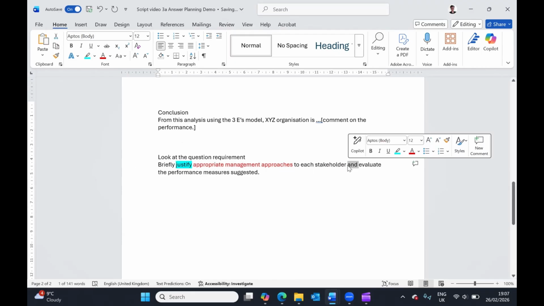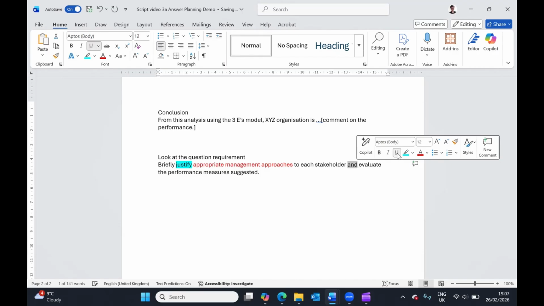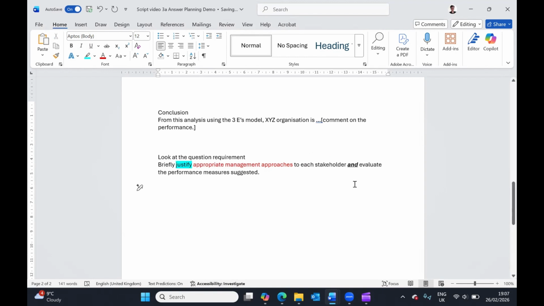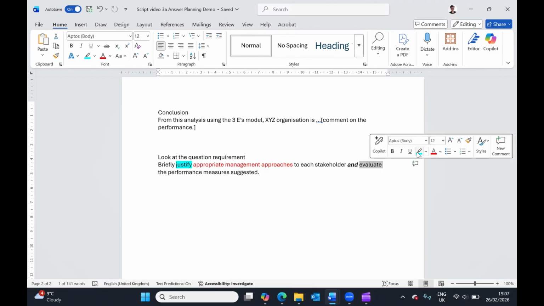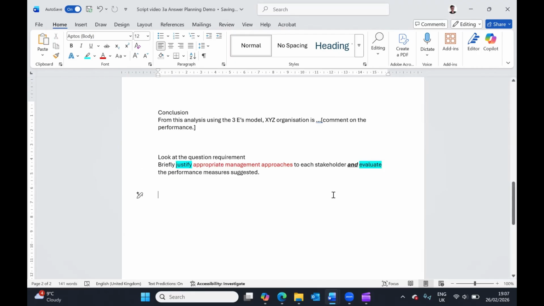Here we have a conjunction, so we want to definitely pay attention to this. Underline, bold, italicize it, whatever works. Because that means there are two things, there are two tasks that we have to look at here. Okay. So briefly justify and evaluate. So here's the other verb. So there are two verbs I've noticed there. So I've got justify and I've got evaluate.